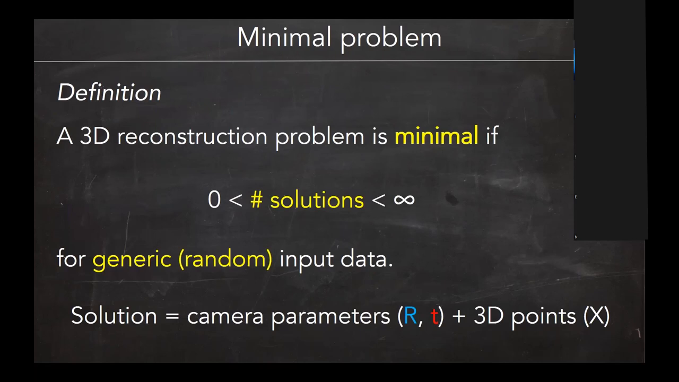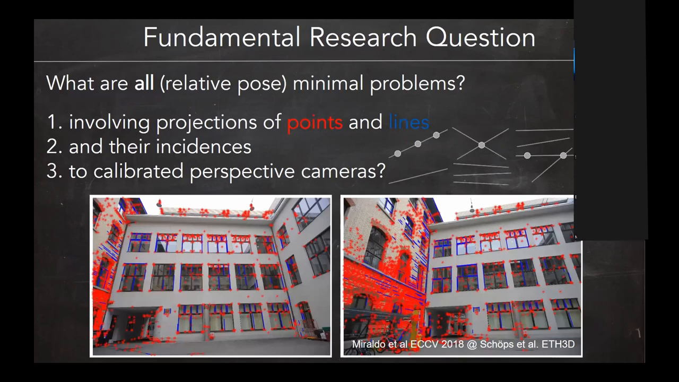Now, for us, the definition of a minimal problem is a 3D reconstruction problem for which the number of solutions is finite and bigger than zero, and it works for generic data. So small noise in images doesn't kill the problem or make it infeasible. And the solutions in this particular case were the camera pose, rotation and translation, but also the 3D points in space, so the coordinates of 5 points in some chosen coordinate system. So now this is the background, right?